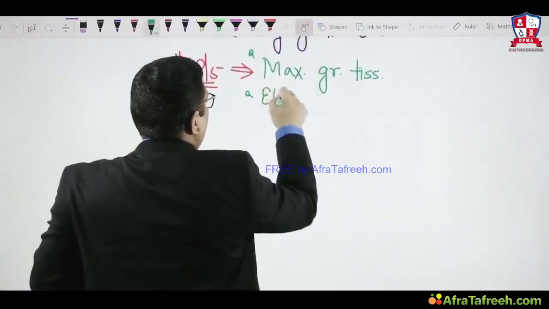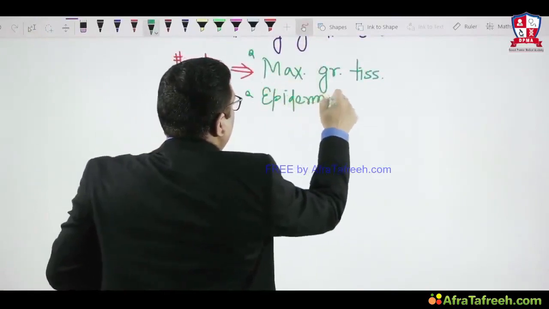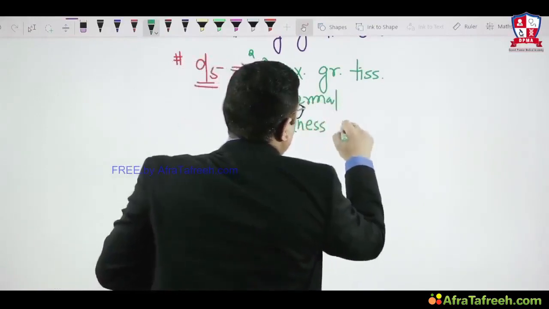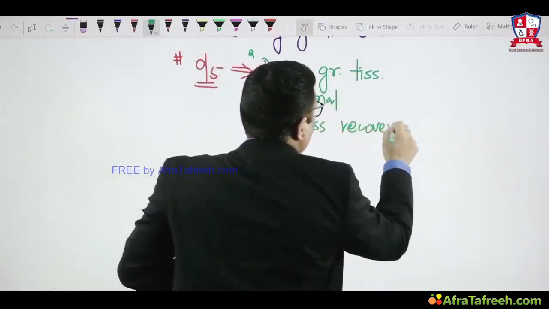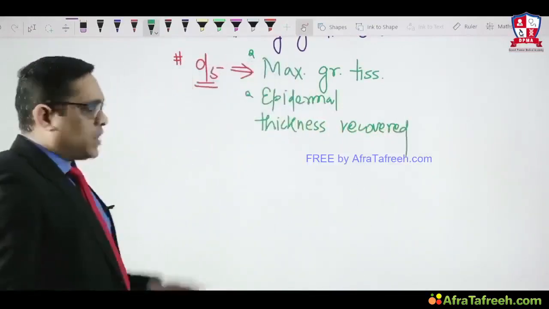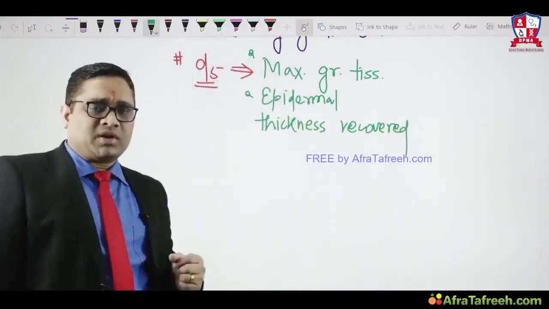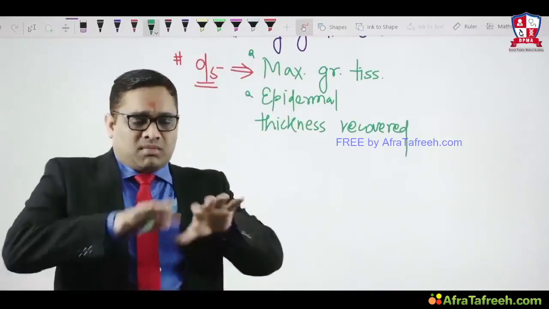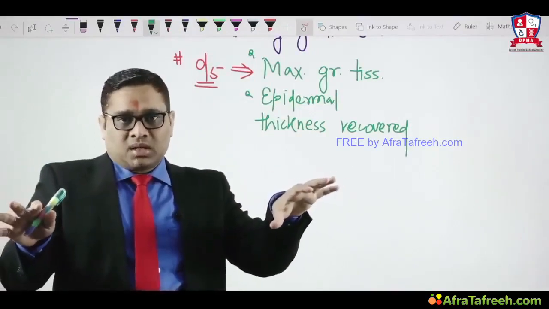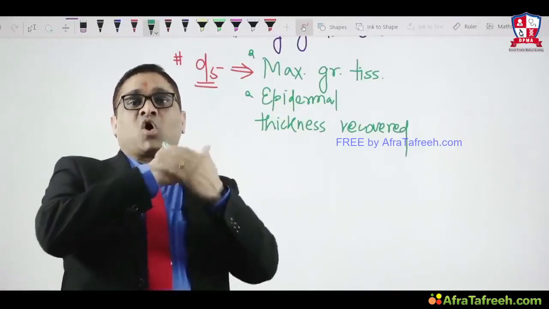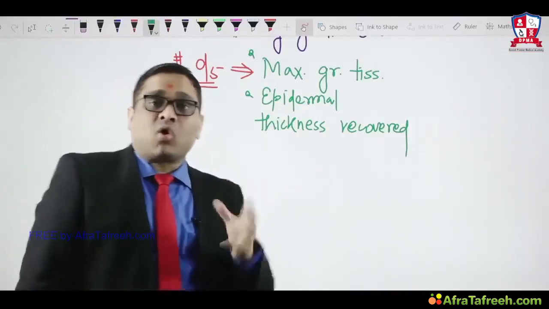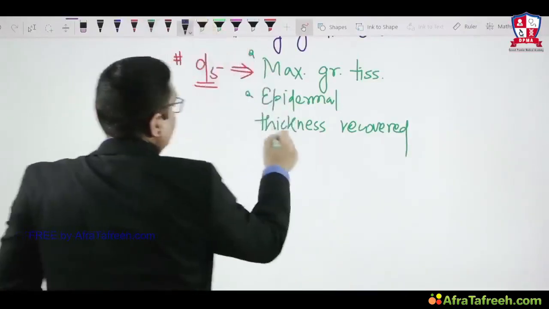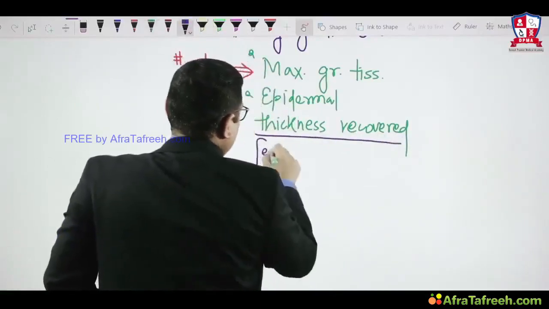So epidermal thickness will be recovered completely, and that was the question in AIIMS 2015. Epidermal thickness is recovered completely on day 5, right? How will you understand that epidermal thickness is recovered? How can the examiner ask a future question? The question can be that maximum proliferating blood vessels and fibroblasts are seen and stratum corneum is visible. Stratum corneum is the uppermost layer of the skin. So whenever the examiner says stratum corneum, it means epidermal thickness has been recovered. Just remember this point.